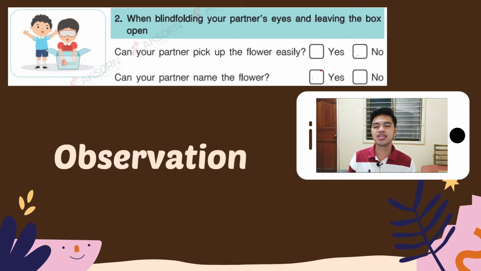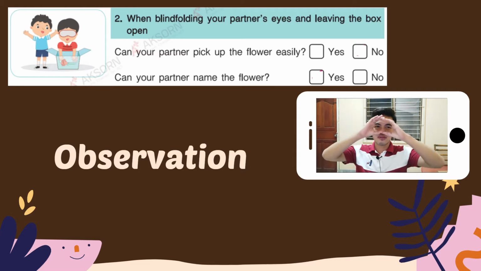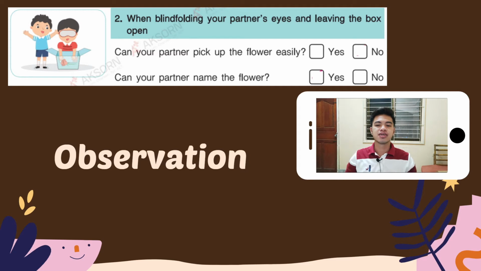Next one, for the number 2, when blindfolding your partner's eyes and leaving the box open. So what will happen when we blindfold our friend but the box with the flower is open? So can your partner pick up the flower easily? So do you think your partner can pick up the flower in the box? So maybe no, because he cannot see the flower. He cannot see what is inside of the box, okay?